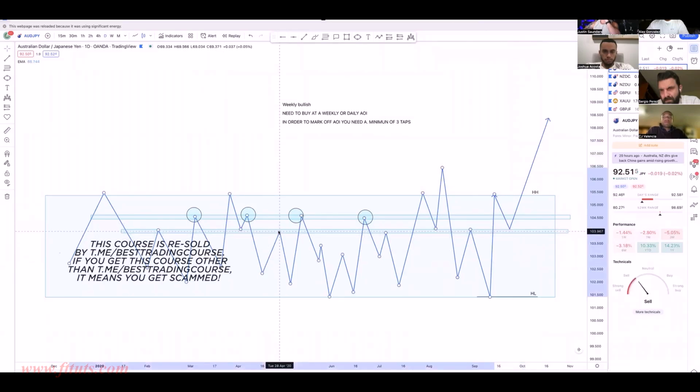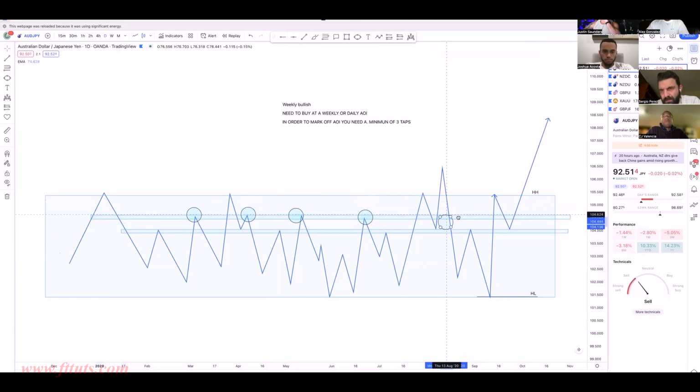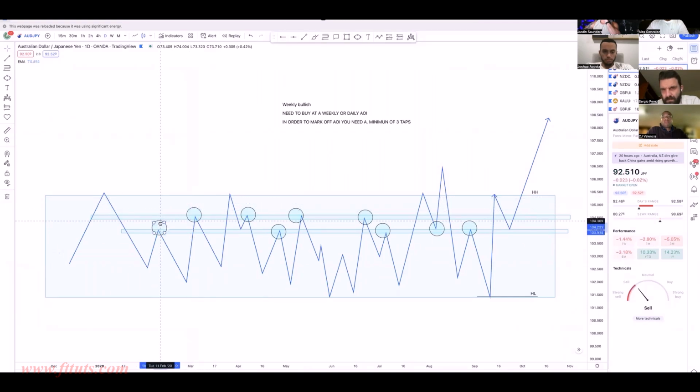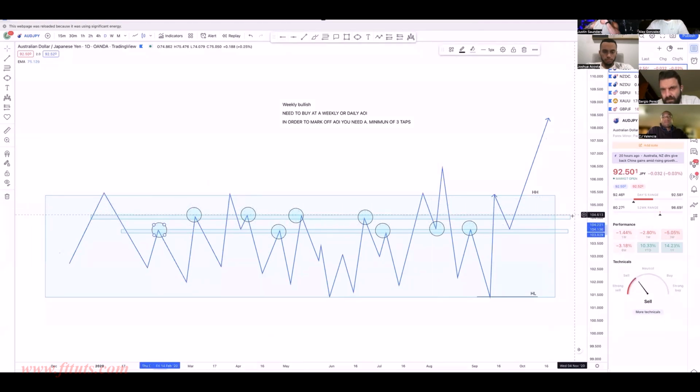If you notice, we have here, let's just get these same circles. We have 1, 2, 3, 4, and then 5, making this another valid area of interest. So this has 1, 2, 3, 4, 5 taps. Oh, 6 right here. Great. I saw somebody pointing it out. All right, so this has 6 points of rejection, making this point pretty valid.